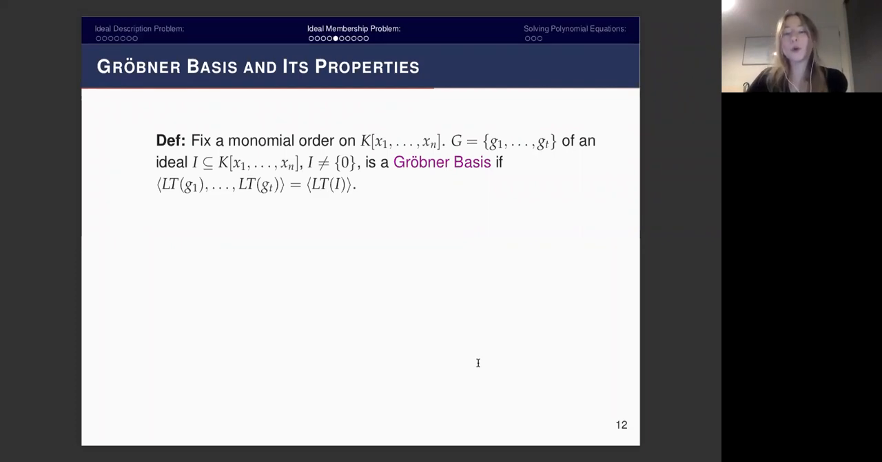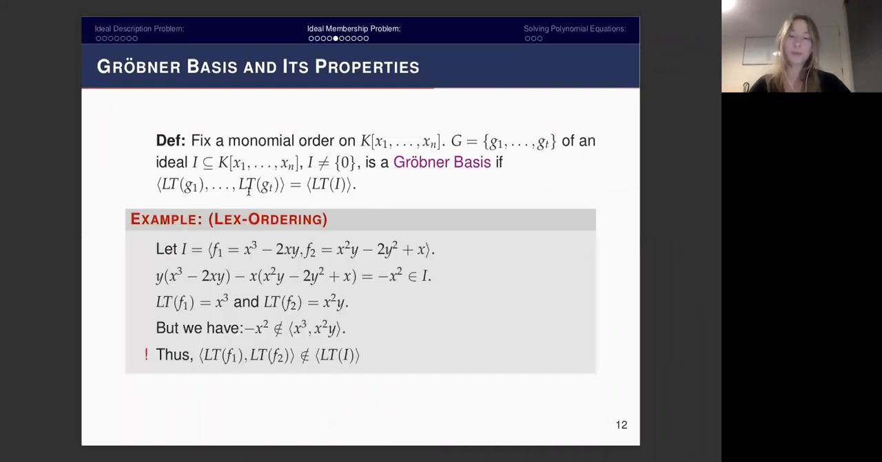When we fix a monomial ordering on our ring, and capital G like this of an ideal I is the set of generators, then this capital G is a GROBNER basis if the ideal generated by the leading terms of the elements of capital G is equal to the leading term ideal derived from I. But this definition is not some trivial definition because sometimes these two sets are not equal to each other.